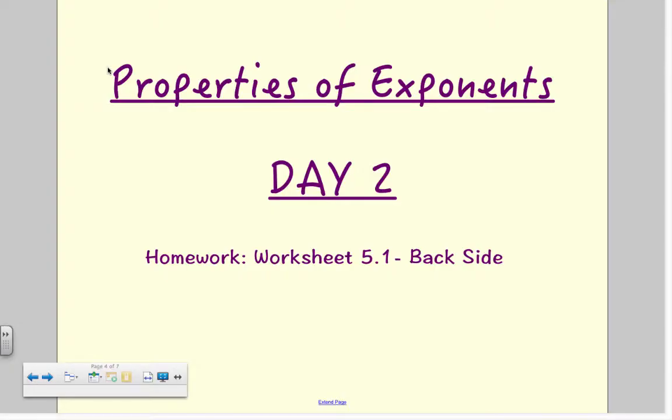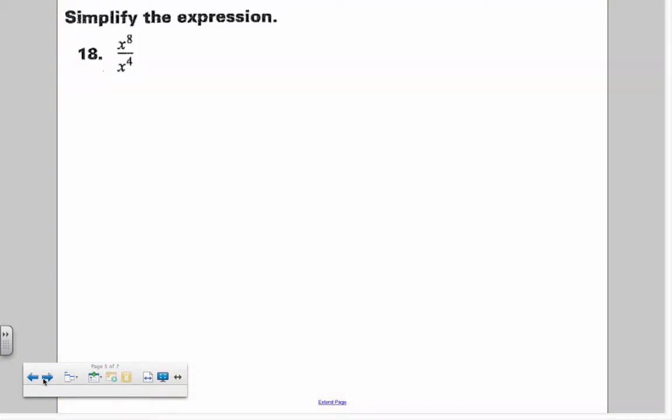Okay, so now we're talking properties of exponents day 2. This is the back side of the worksheet. Let's start with number 18. Number 18 says simplify the expression.